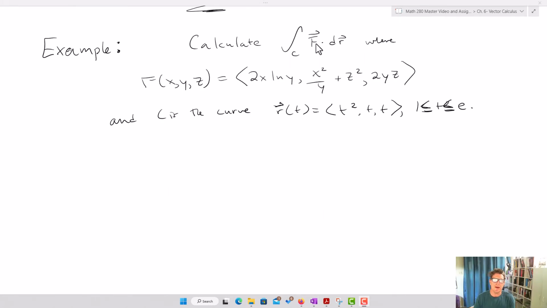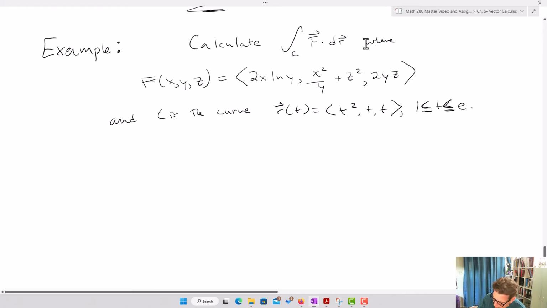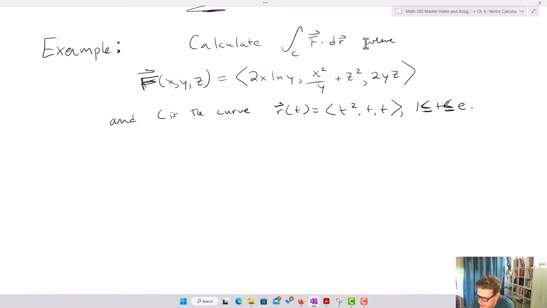So let's suppose that we want to calculate the line integral of F dot dr, where our vector field F is equal to ⟨2x ln y, x² / y + z², 2yz⟩, and C is the curve r(t) = ⟨t², t, ...⟩, 1 ≤ t ≤ e.